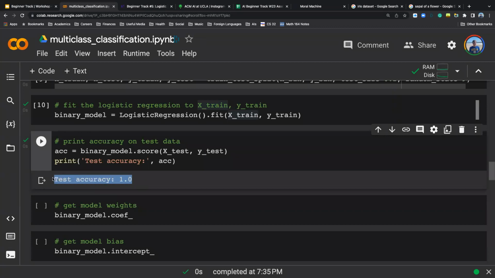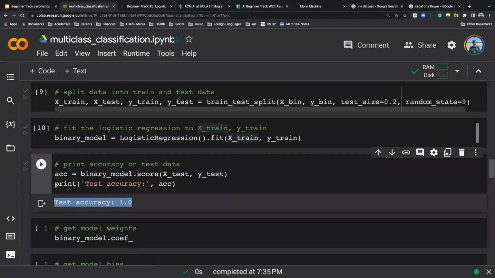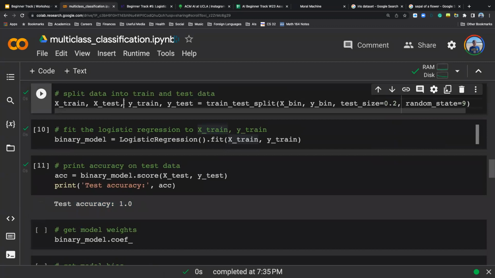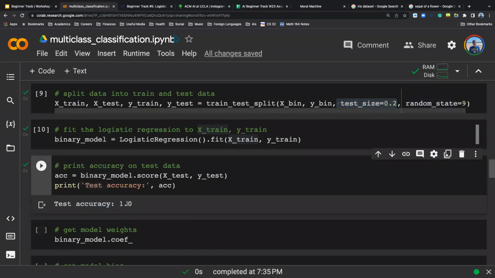But does anyone want to tell me why that accuracy might be misleading? This is 100% accuracy, but why could this accuracy still be misleading? So here is where I split my data set into training and testing data. I split my data set into 80% training and 20% testing. So does anyone have any ideas why this test accuracy, which is maximum, by the way, could be misleading? Sorry?